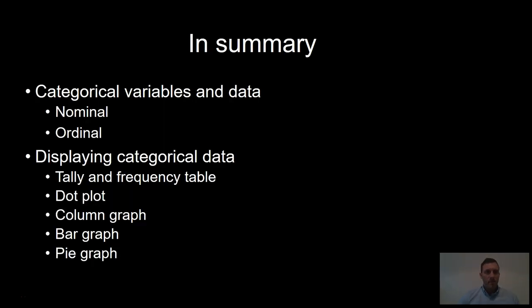So in summary, we've looked at revising what categorical data is, including nominal data and ordinal data. And then we've looked at categorical data displays, including tally and frequency tables, dot plots, column graphs, pie graphs, and bar graphs.